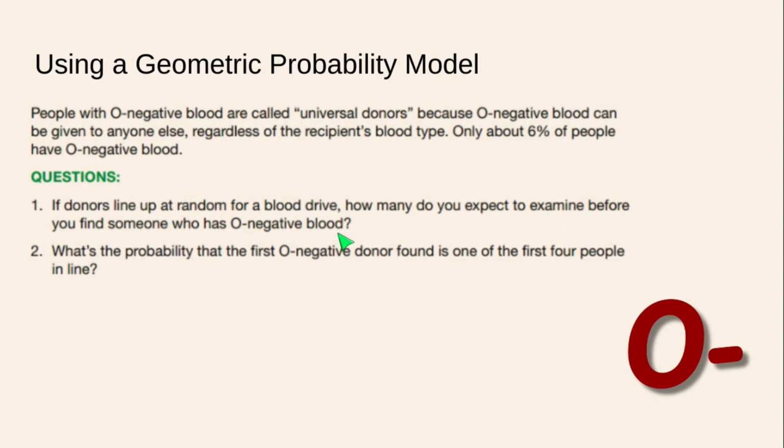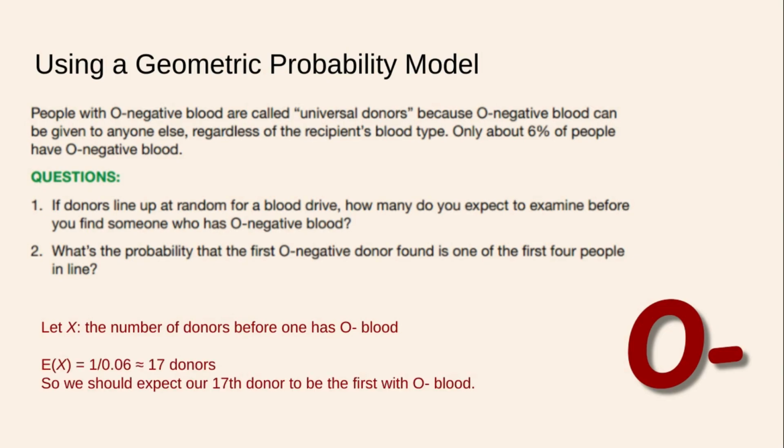All right, so there's another expectation problem. Number 2, what's the probability that the first O negative donor found is one of the first 4 people in line? Okay, so here's how we'd answer those 2 questions. We're going to let x be the number of donors before one has O negative blood. That's going to be our random variable. The expected value is going to be 1 divided by 0.06, which is 17 donors. We should expect our 17th donor to be the first one with O negative blood.